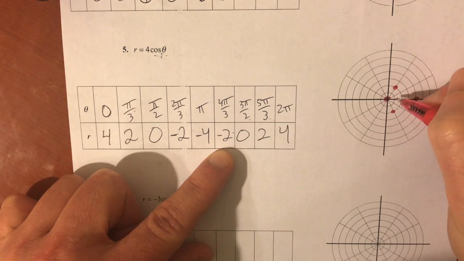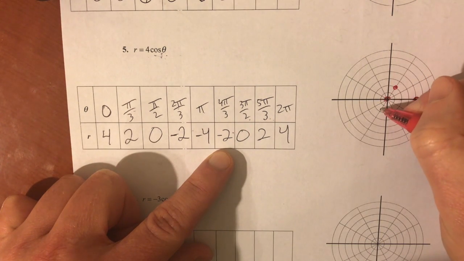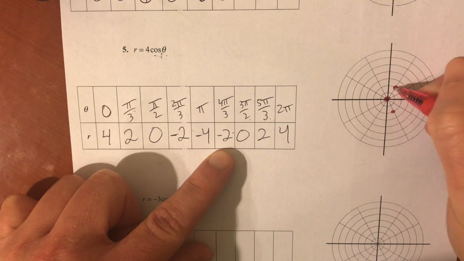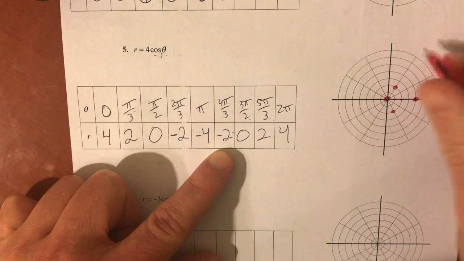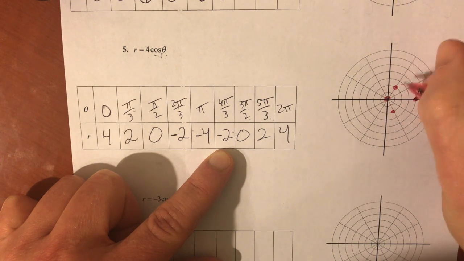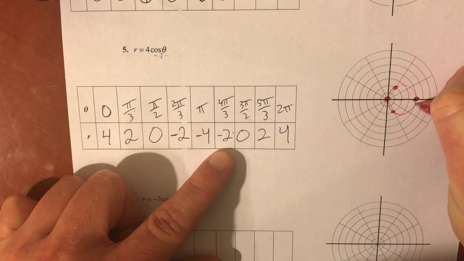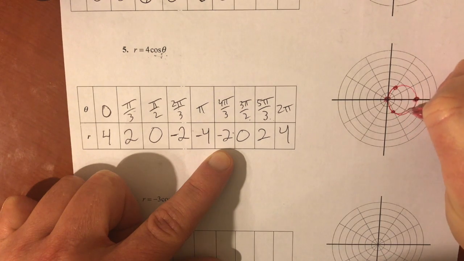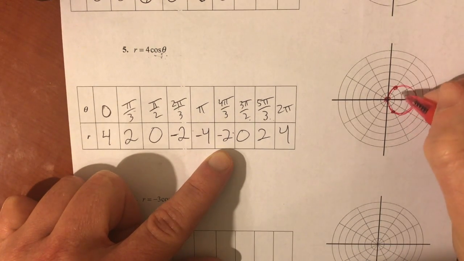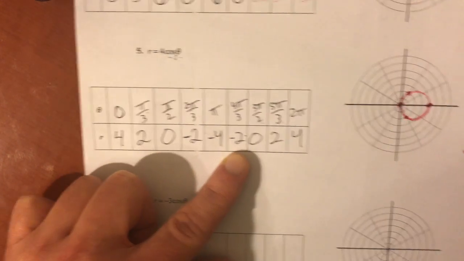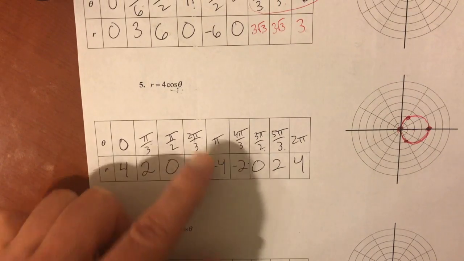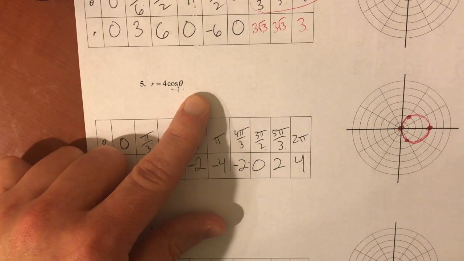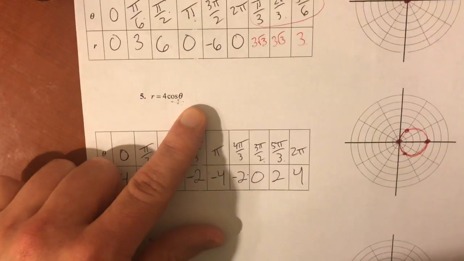Negative 2 times 4 pi over 3 puts you right back on that point, and you're starting to get the idea. We're just going back and forth between these points. You've actually got yourself another circle. You could plug in more points if you want to see it take shape, plug in some pi over 4s, some pi over 6s, and get those values. But you'll start to trust these kinds of things, that you've got another circle here.